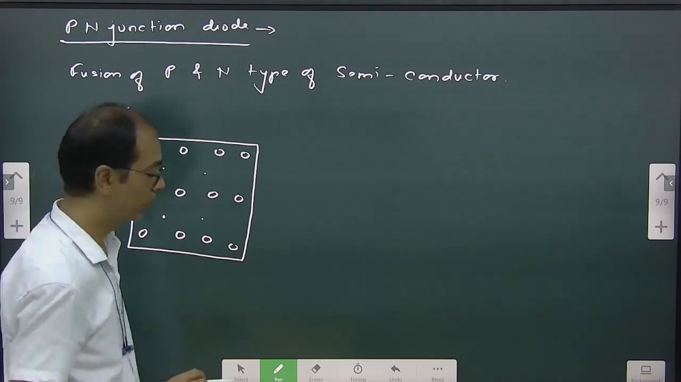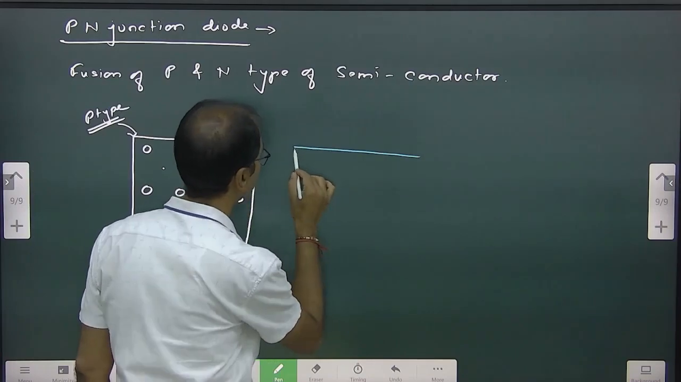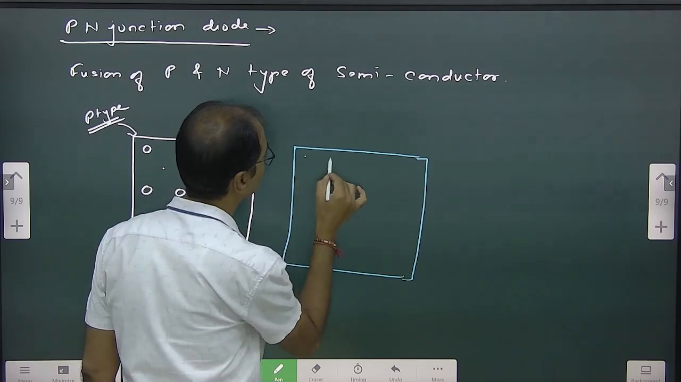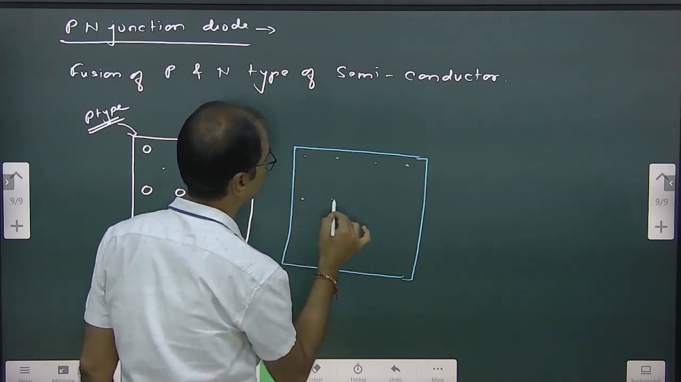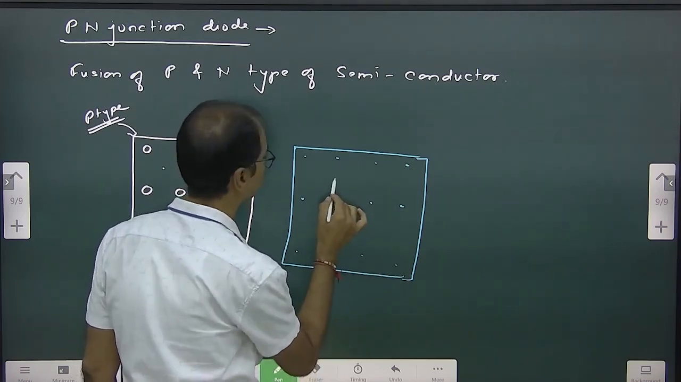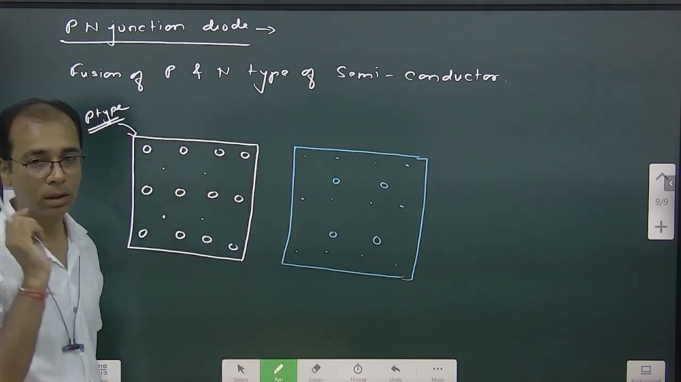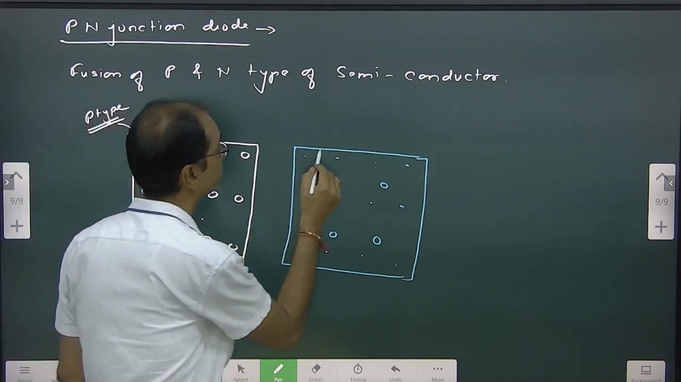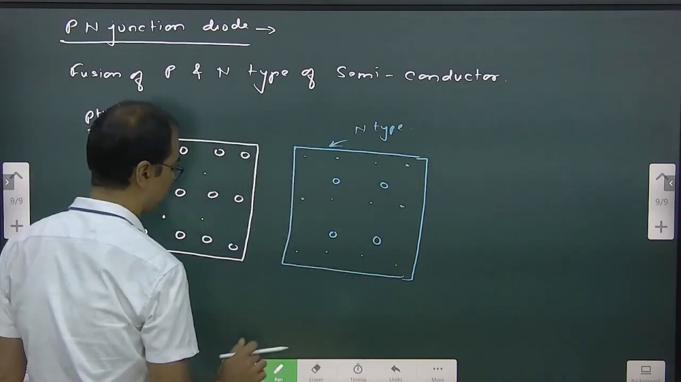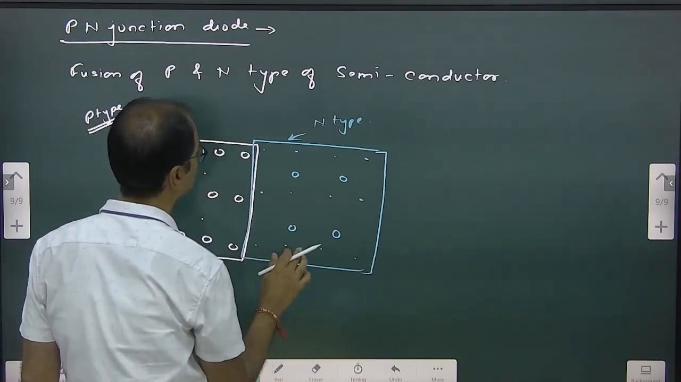Same way we will show N-type over here. This is N-type semiconductor. N-type semiconductor means there will be maximum electrons here, and there will be some holes we will show, something like this. Right, this is N-type. Now we are fusing them. Fusing them means we are bringing it close. Suppose we are bringing it like this.